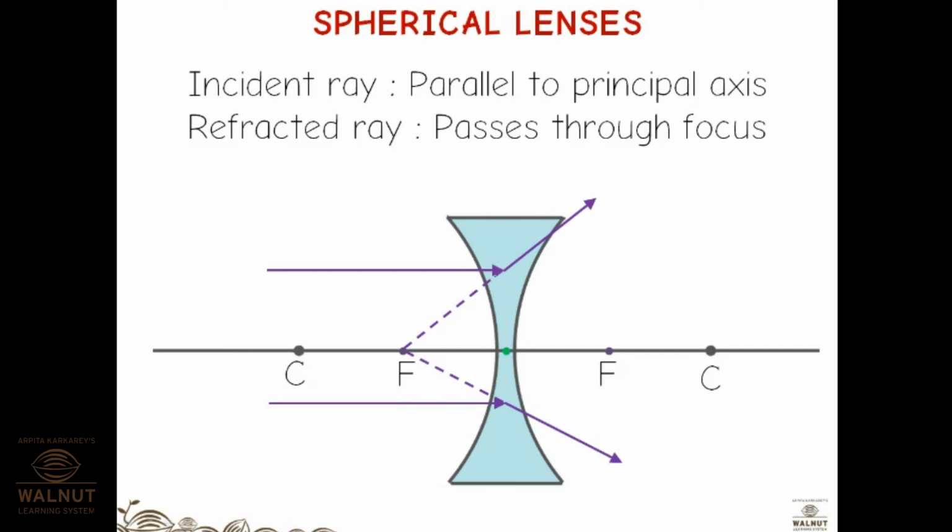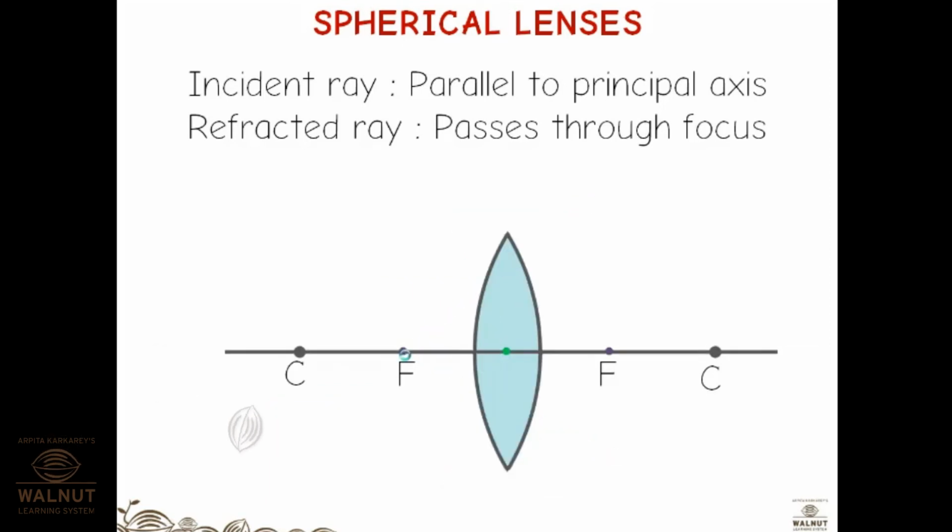But if you try to extrapolate these rays to the backside of the lens, you will see that they get collected onto one point. That point is called the focus. So these rays will be passing through the focus. Here on the other side, they will be refracted and diverged. But on the back side, if you see on this side, they will be passing through the focus.